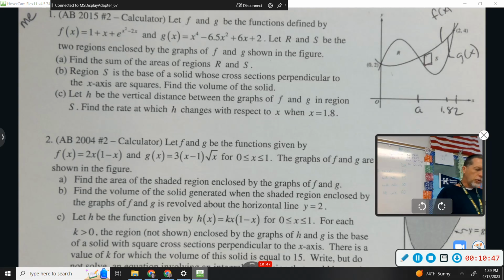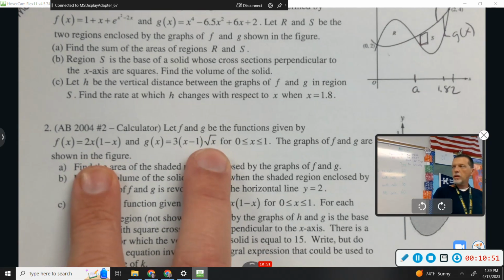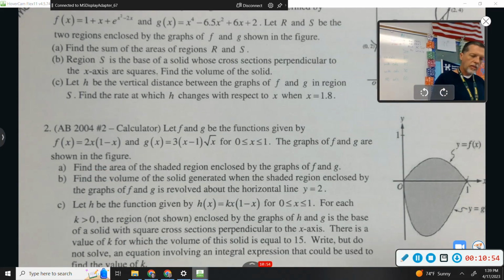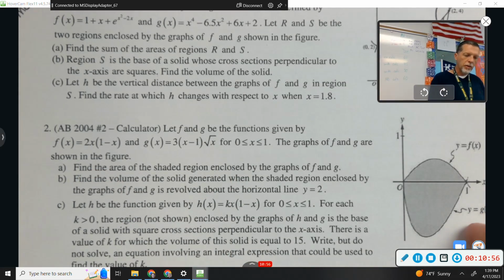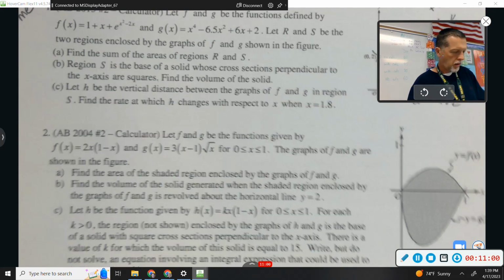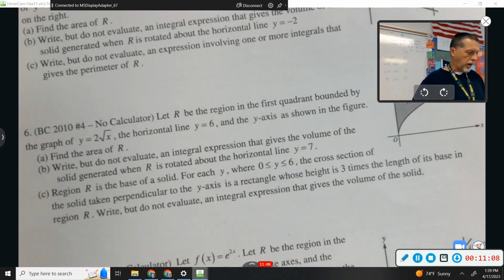Number 2 is for you to do. Again, the equations are weird, but who cares about weird equations because you have a calculator. And they gave you a little bit of a bonus here by telling you who's who. We'll probably do that one tomorrow after you try it. So let's fast forward to number 5. No calculator.